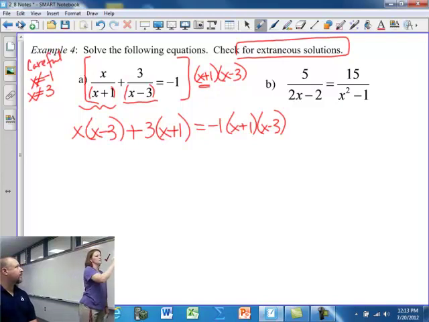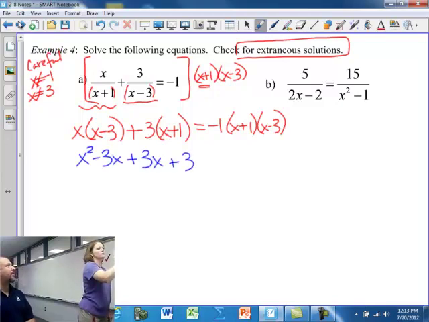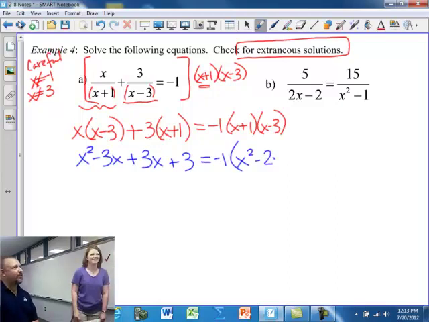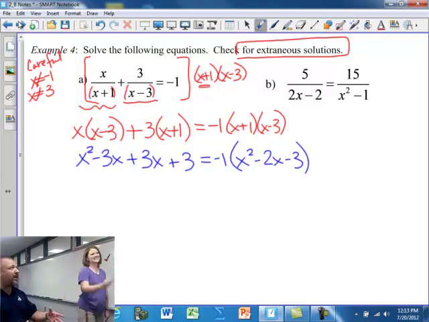Another good place to check is the next thing that we're trying to get to, which is go ahead and distribute. And right away we notice we've got x squared. Now, how would you suggest multiplying this? That's what I like to do in my head. X plus 1 times x minus 3.